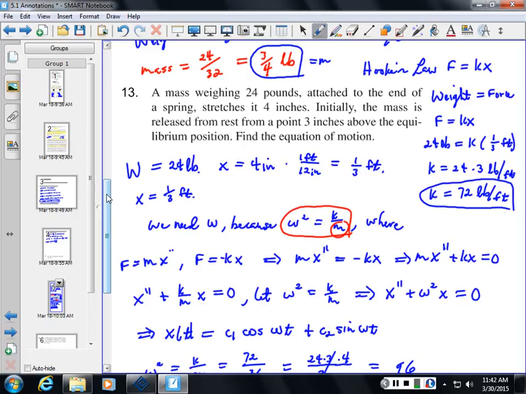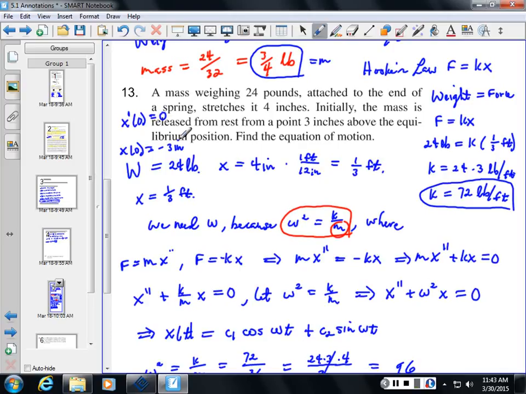So here, I'll write it here and then I'll write it down below. When we interpret this, the mass is released from rest. So here they're telling you that being released from rest, this is x prime of 0 is equal to 0. Right? And then the initial position, x of 0 is equal to negative 3 inches. So we have the initial velocity is coming from rest, so that's 0, and the initial position is negative 3 inches, since it says that it's above the equilibrium position.